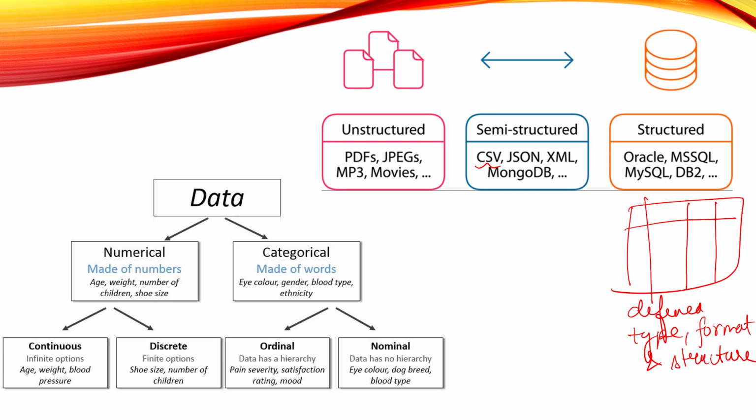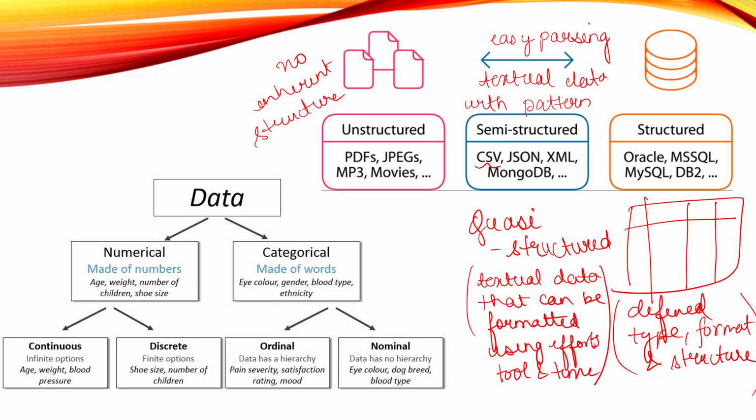Then we have quasi-structured. This is not mentioned here, so I'll mention it here. Quasi-structured means textual data that can be formatted using efforts, tools, and time. I've written for semi-structured also that it is textual data with patterns, therefore easy parsing. Unstructured, like PDFs and images, have no inherent structure by themselves. So this was about the types of data.